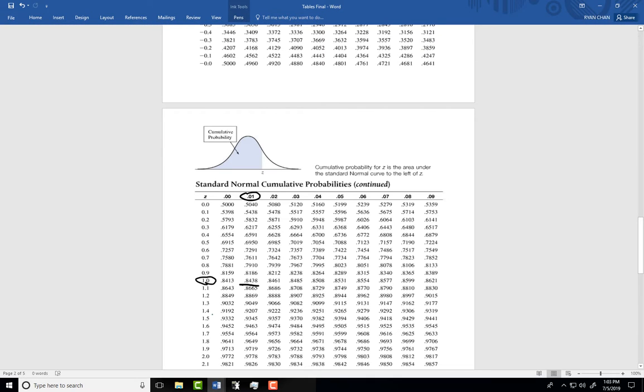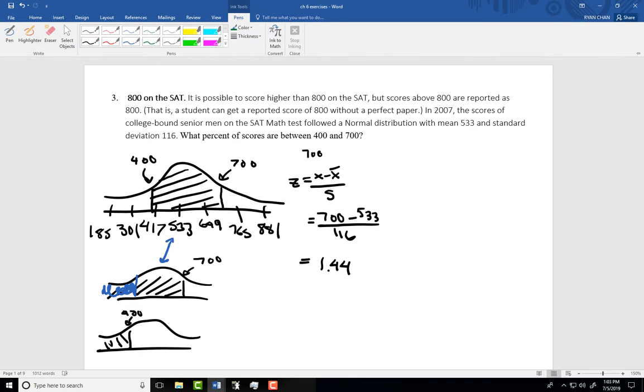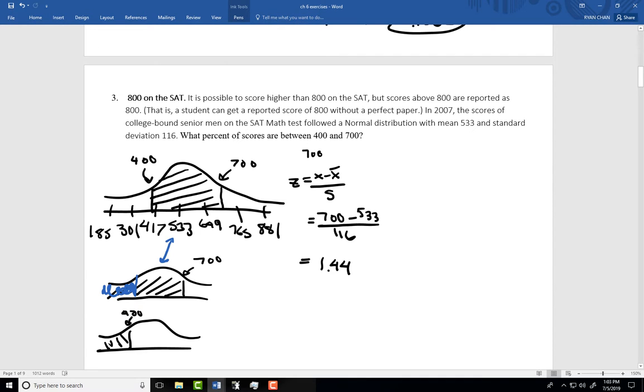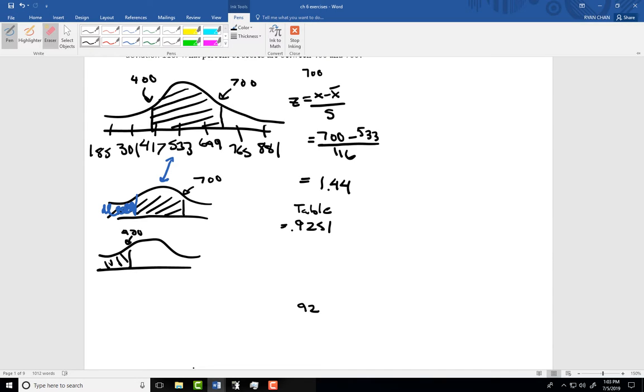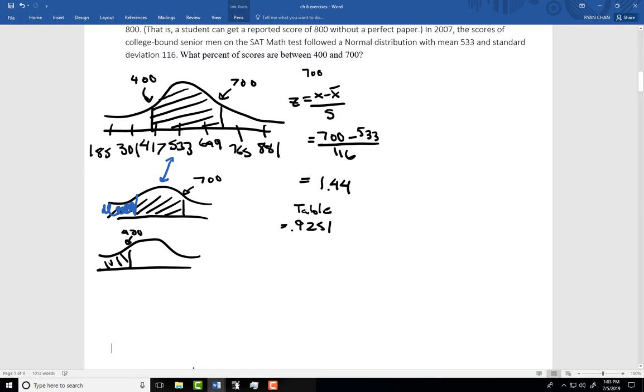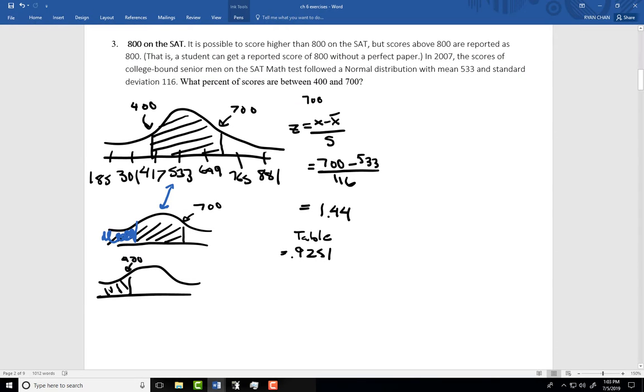1.44 is 0.9251. So my table is 0.9251. Okay. Now what I'm going to do next is I'm going to do the same thing, only I'm going to do the table for the 400.